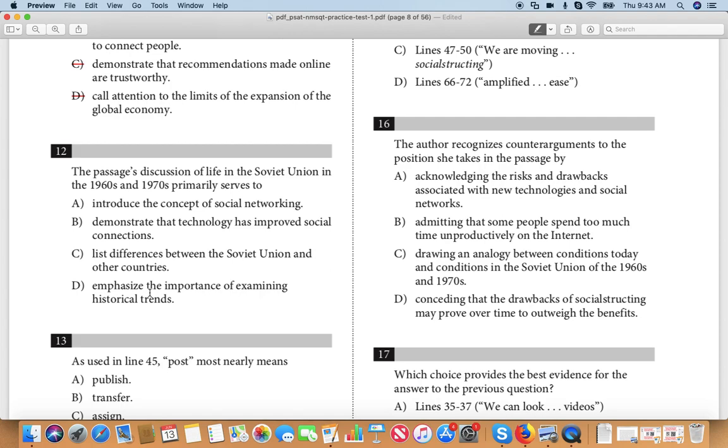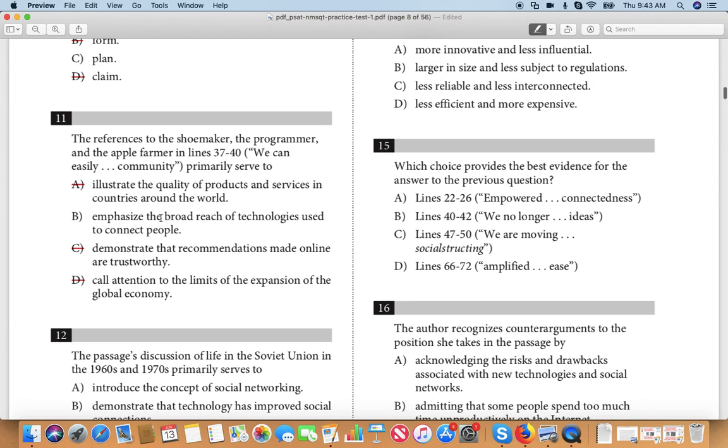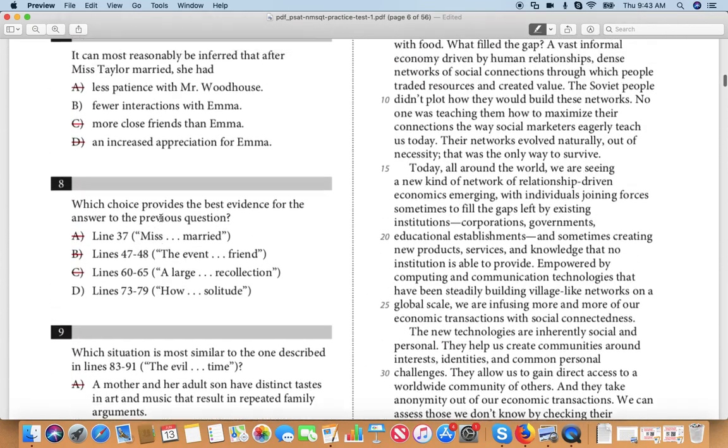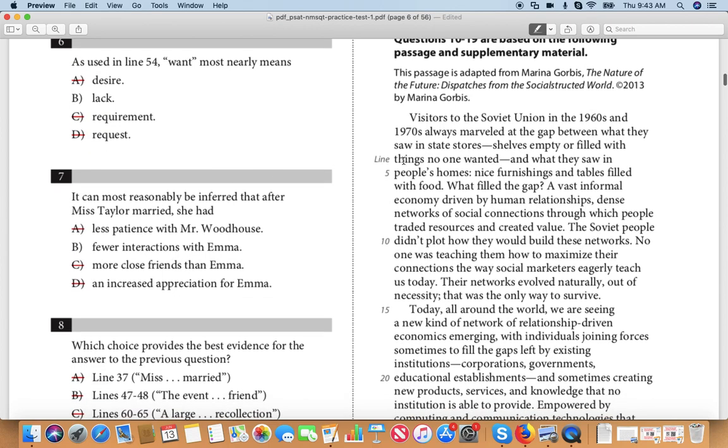You know what the whole passage is about. I'm assuming you said go back. You cut out for just a little bit, but let's do it. Let's go back and read that paragraph. The first one? Yeah, that's where they discuss life in the Soviet Union. Okay.